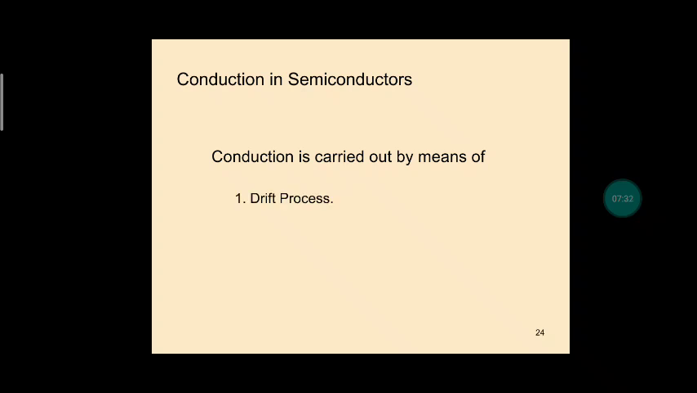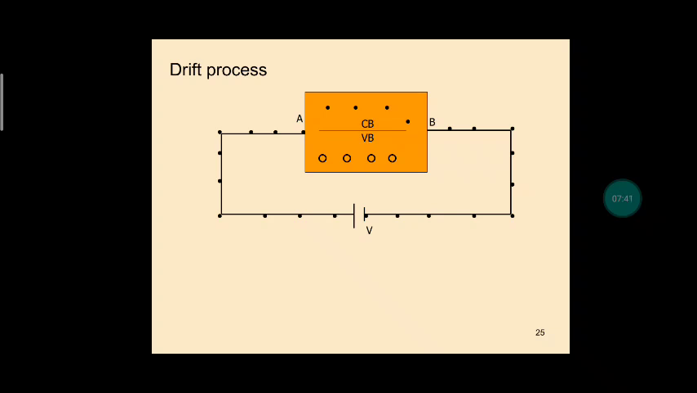Next is conduction in semiconductor. One is the drift process, another is the diffusion process. What is the drift process? What is the diffusion process? The drift process is when we give a supply to the device, electrons circulate around the conduction band and holes circulate around the valence band. Energy is produced around the device, which is called the drift process.